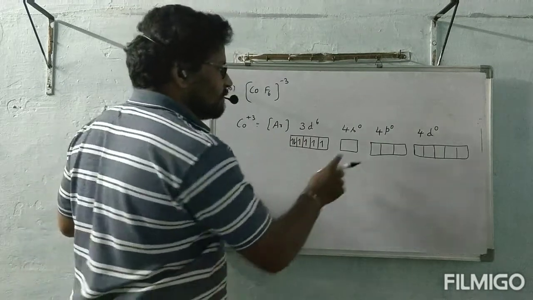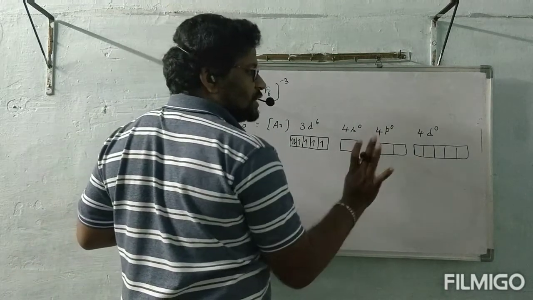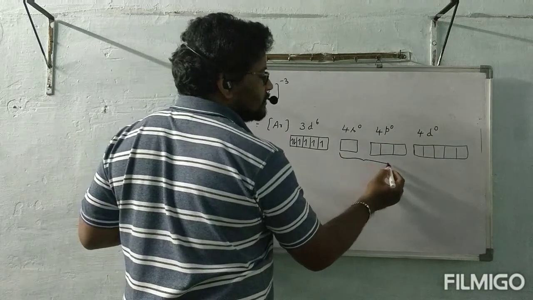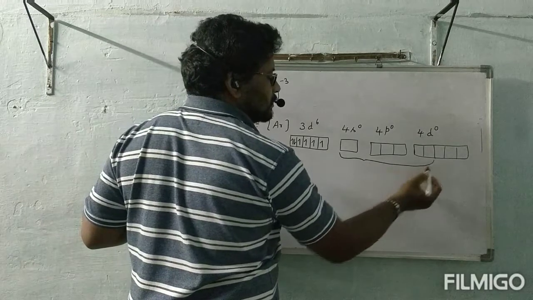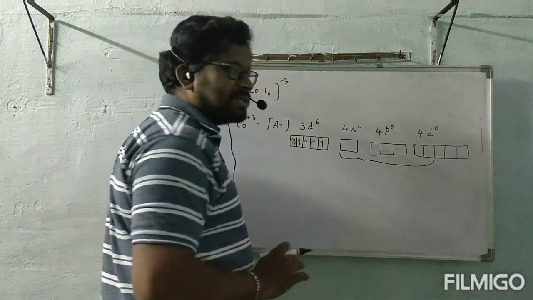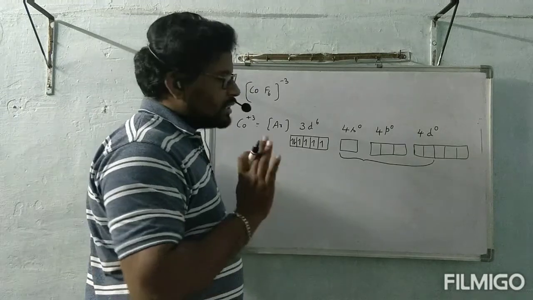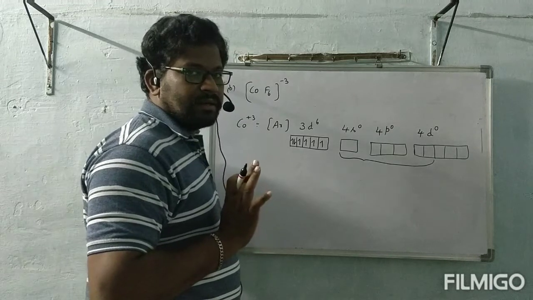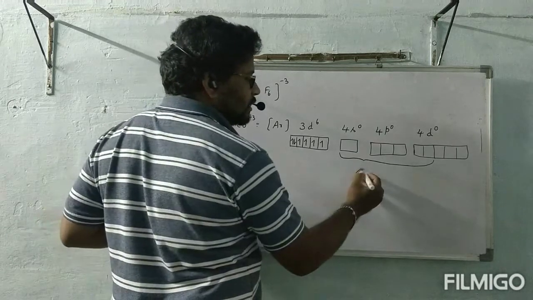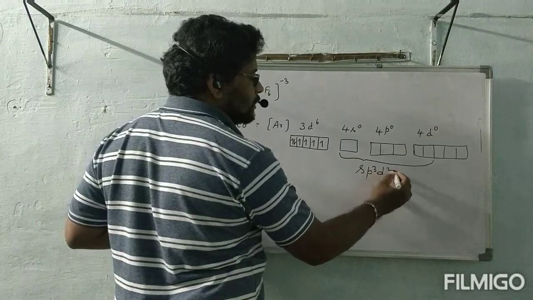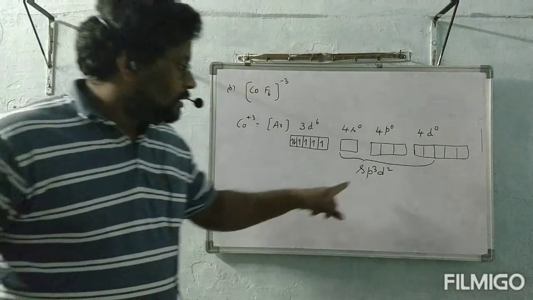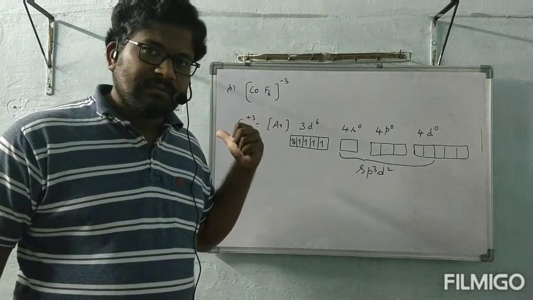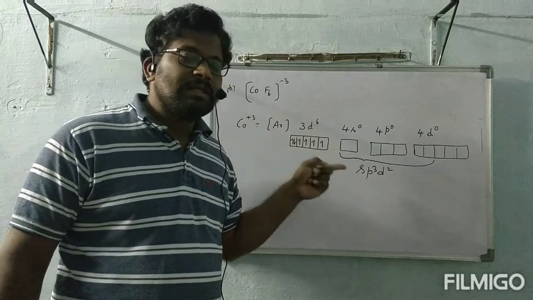Now let us see. 4s0, 4p0, 4d0. Now 1 s orbital, 3 p orbitals and 2 d orbitals. 5 d orbitals are available, but maximum 2 d orbitals are only involved in hybridization. Then it will be sp3d2. Observe. In the previous example, I wrote hybridization d2sp3. Now I wrote sp3d2.